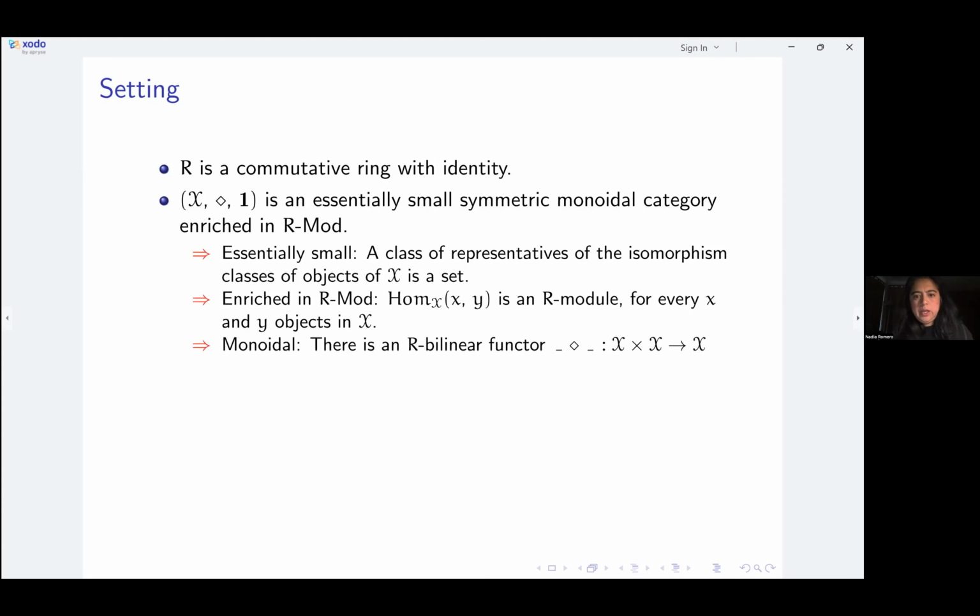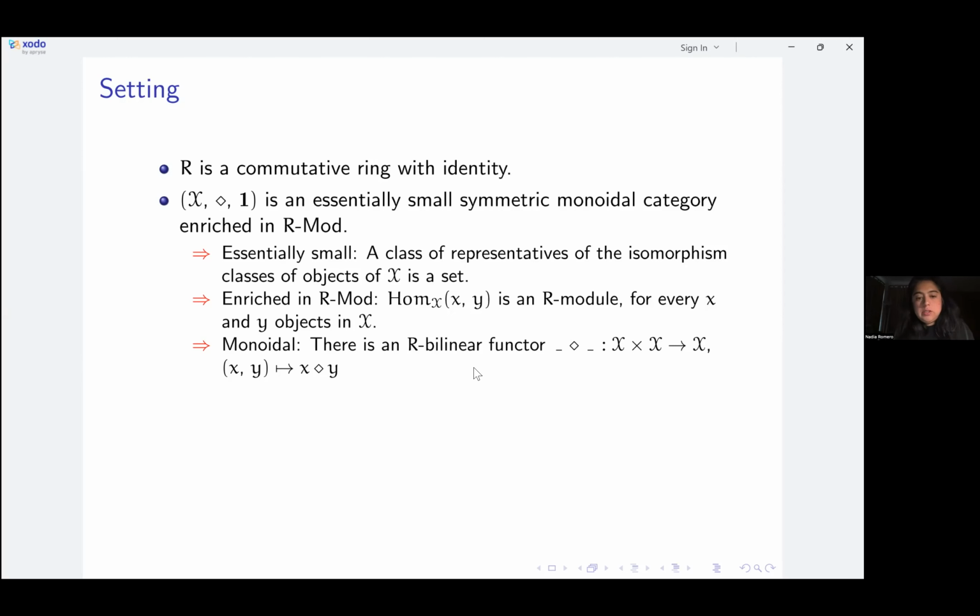Monoidal means that we have a functor from this product category to X that gives us a product. In this case, we have to add the condition of this functor being R bilinear because of the condition we put on the set. When we define monoidal in general, we only say a functor that gives us this product that we call a tensor product. But in this case, we have to add the linearity condition. So it behaves well with the rest of the category.